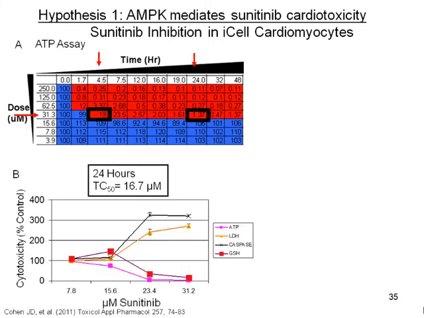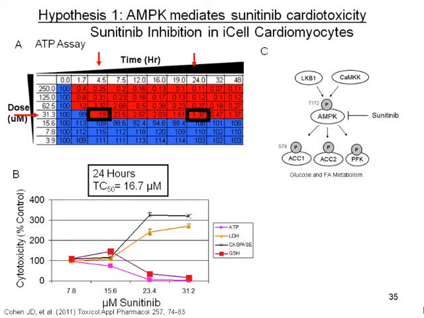So I was able to narrow the dose-response curve that I was going to look at in the experiments I'm going to discuss to between around 8 micromolar and 31 micromolar. I looked at a variety of different cytotoxicity endpoints, such as ATP depletion, right down here, glutathione oxidation, lactate dehydrogenase release, which looks at the integrity of the cell membrane, as well as caspase 3/7 cleavage, looking at apoptosis, and found that the TC50 for ATP depletion in these cells was around 16 micromolar.